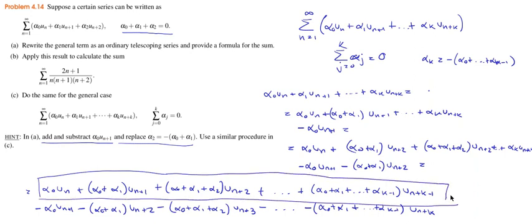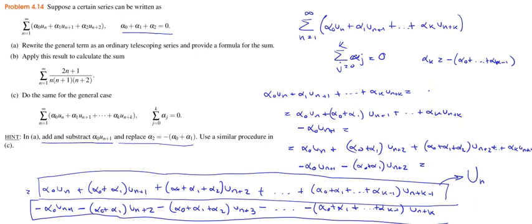So this is our capital Un, and this is our capital Un plus 1. Okay, so now the series is Un minus Un plus 1. Do you see? Okay, so it's just a matter of adding and subtracting the same thing. Okay, and with this we finish the problem.